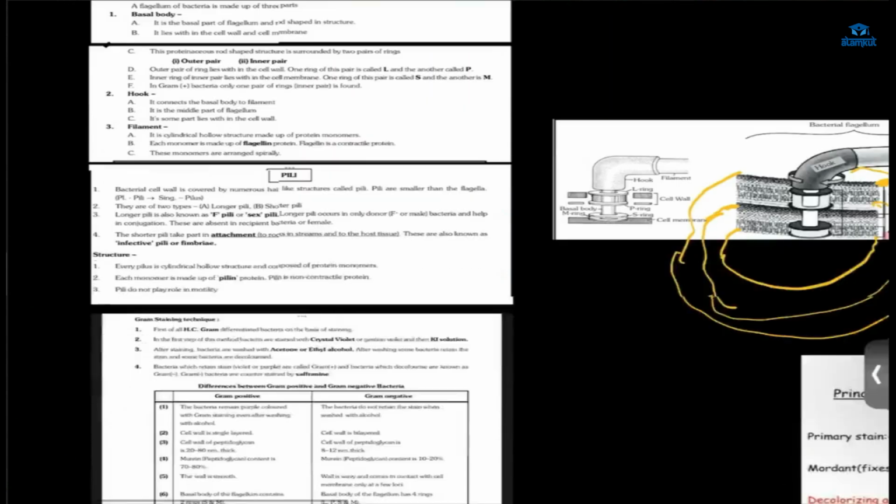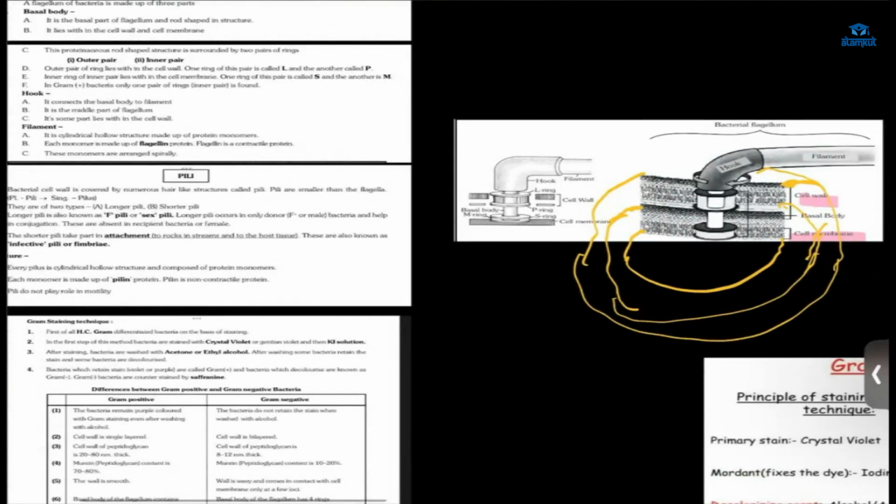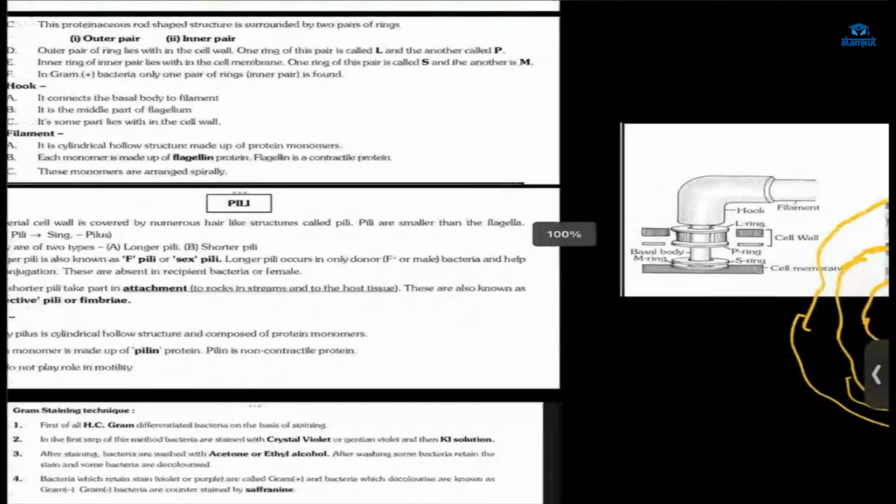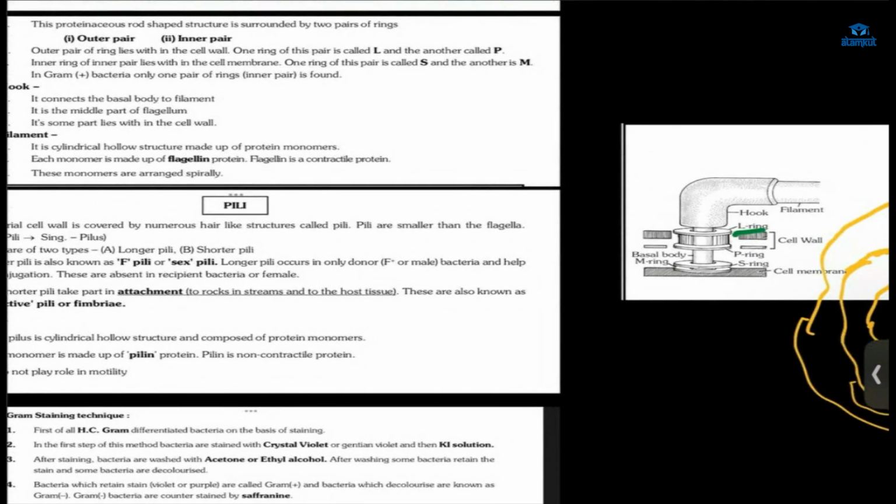Got it? So let's see here. How many parts? Basal body, then hook, then filament. The basal body is made up of two pairs of rings, one outer pair and the other inner. This ring here is outer and this one is inner. The outer pair of rings are the L and P rings. The inner rings are the S and M rings.